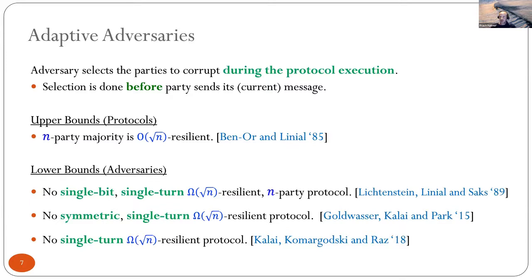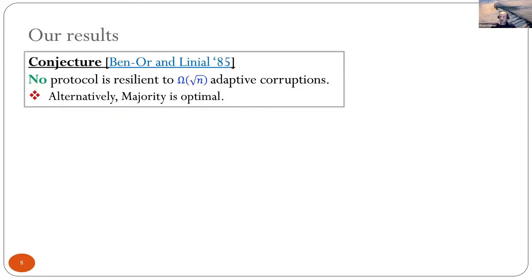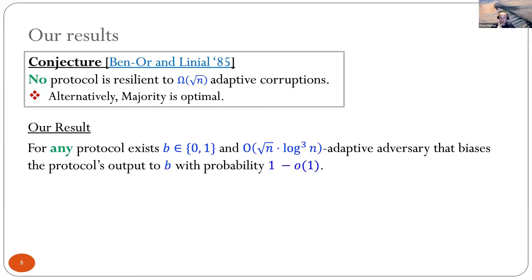So we basically answer these questions. We fully resolve the conjecture of Ben-Or and Linial, showing that no protocol is resilient to square root of n adaptive corruptions. Or in other words, majority is optimal. The one-turn, one-bit, most stupid protocol is the best protocol against adaptive corruption. More formally, we prove that for any protocol, there exists a bit b and a square root of n adaptive corruption adversary that biases the protocol output to b with probability close to 1. So this proves the conjecture up to polylogarithmic factors.